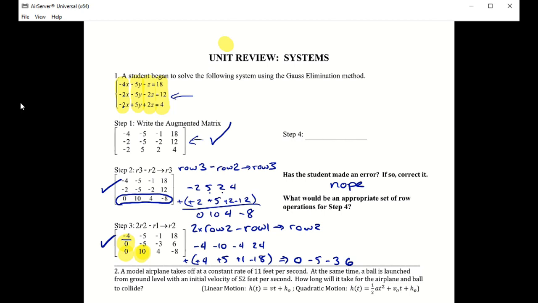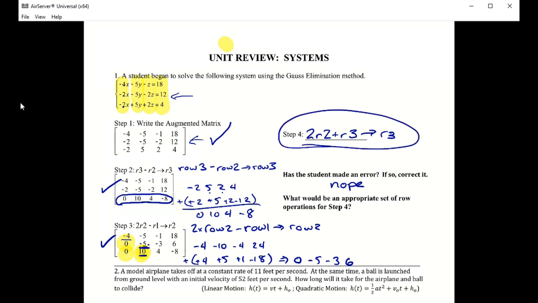So we need this -5, we need the same value opposite sign. We already have the opposite sign, but we need to multiply this 5 by 2 so that it becomes -10, and we add together and it cancels out. So I'm going to multiply row 2 by 2, so 2R2. I'm going to add that to row 3, and then I'm going to put the result into row 3. Now I don't have to actually do it because it doesn't ask me to. It simply says what would be the appropriate set of row operations. So that's it. We're done.